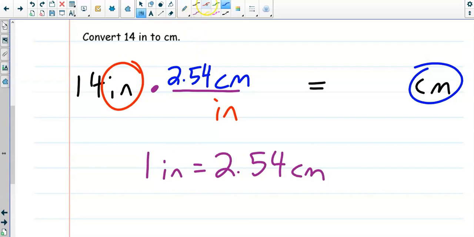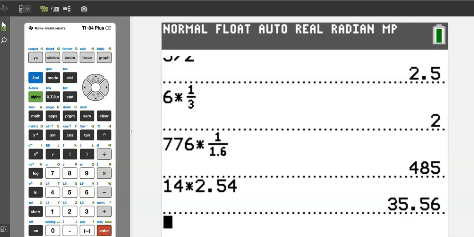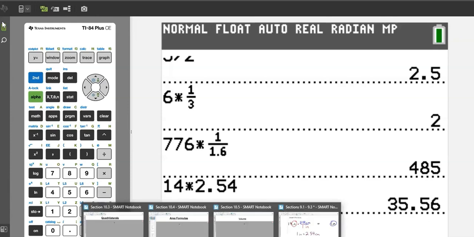So we just go to our calculator and we let it do the multiplying. We're going to take 14 times 2.54 over 1, or in other words, just times 2.54. 14 times 2.54. Enter. And there you go. So our answer is 35.56 centimeters. Depending on how it wanted you to round, you'd round accordingly. 35 point, what was it again? 56 centimeters.